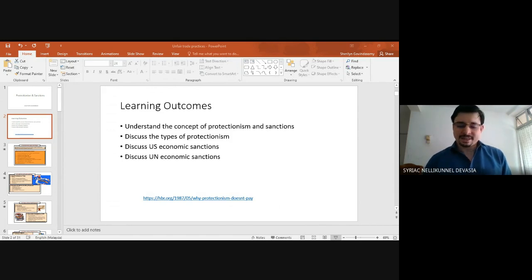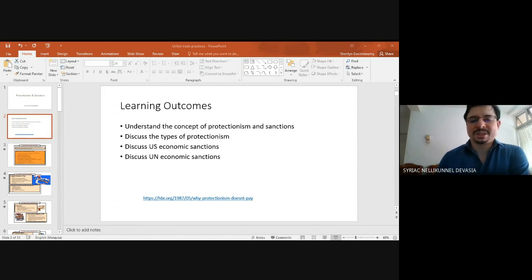Then we looked at cotton subsidies by the United States and their impact on Mali. We have looked at this particular case study. And finally, the last slide we saw before the break was on import quotas versus voluntary export restraints. We have seen the difference and the advantages of both these mechanisms.